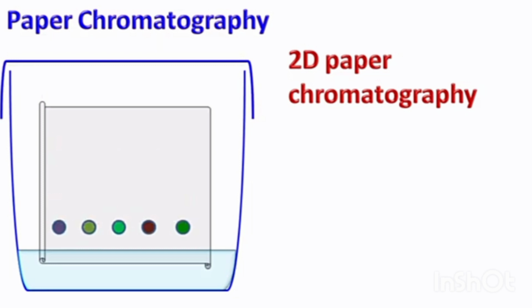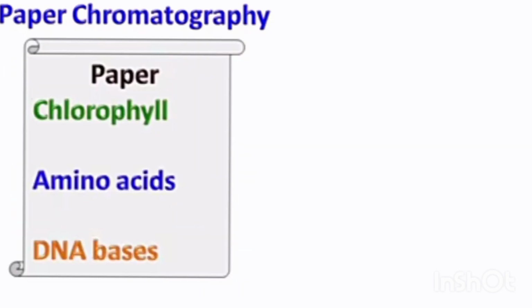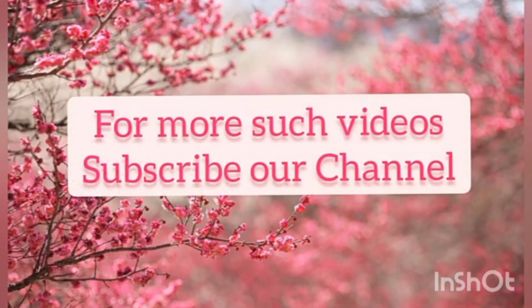Location. After developing, the spots are located at their new positions. If colored, they can be easily seen with the naked eye. For colorless spots, the developed chromatoplate is placed in a covered container having iodine crystals. The iodine vapors are absorbed by organic compounds. Brown spots due to iodine interaction appear on the background. These spots are known as chromatograms.